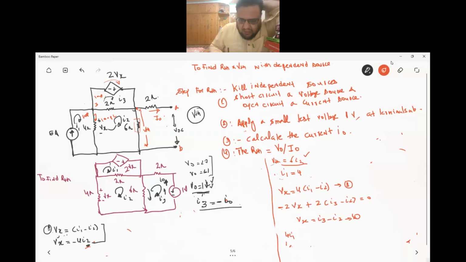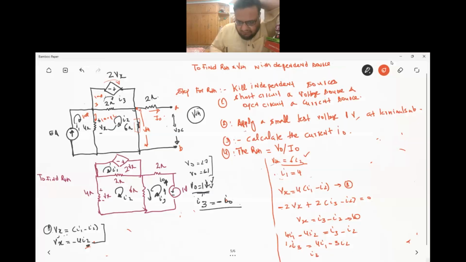So I get 4I1 minus 4I2 is equal to I3 minus I2, right? So if I want the value of I3, I3 would be equal to 4I1 minus 4I2 plus this thing would be minus 3I2. So my I3 value happens to be 4I1 minus 3I2. I1 is already given in the question. I1 is 5 ampere. So I3 is equal to 20 minus 3I2.